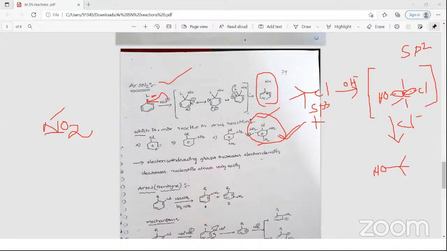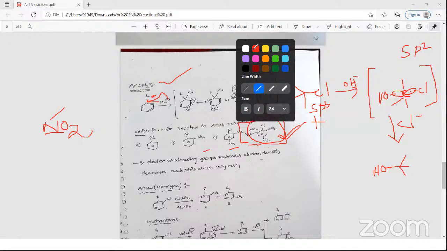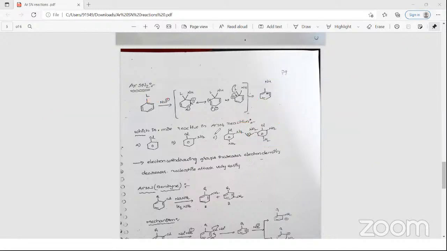Here there is no NO2, only one NO2, two NO2. Among these four, the more reactive one is this one. Electron donating groups will have the reverse effect. Electron withdrawing groups decrease the electron density, so the reaction happens very easily.